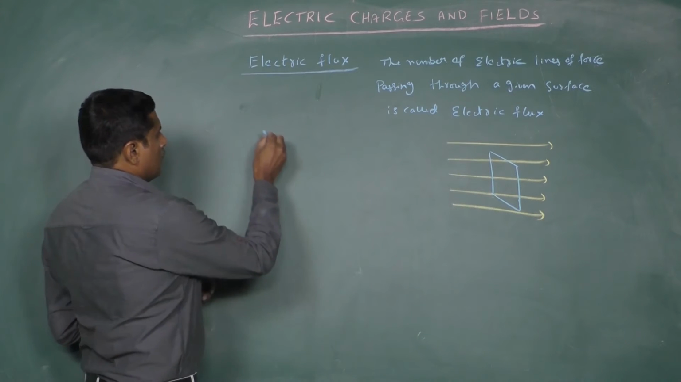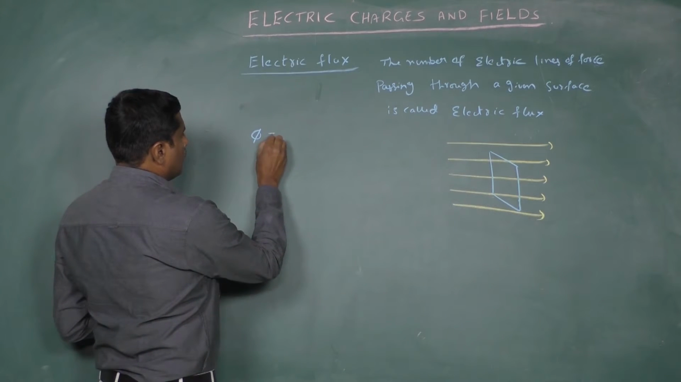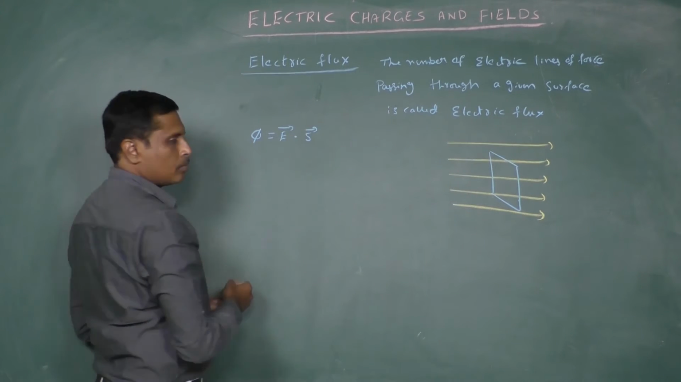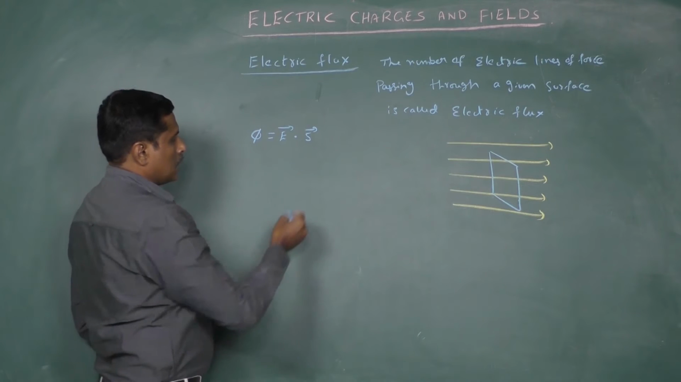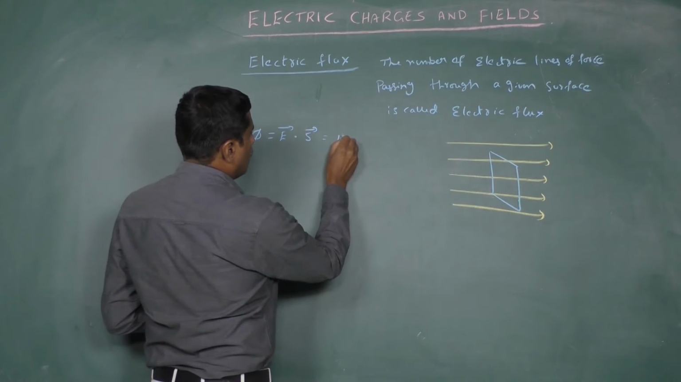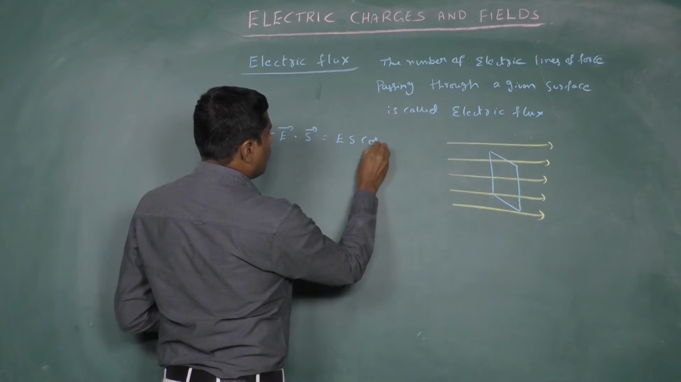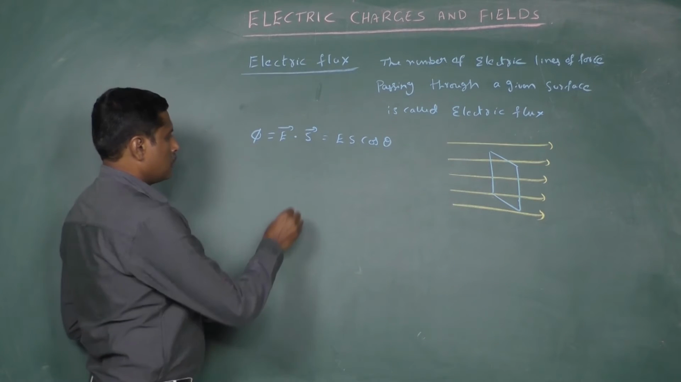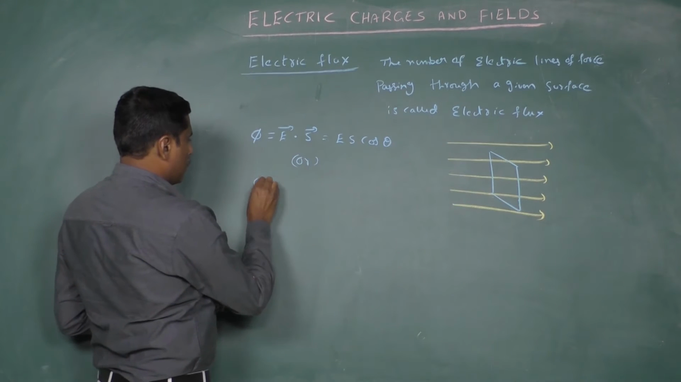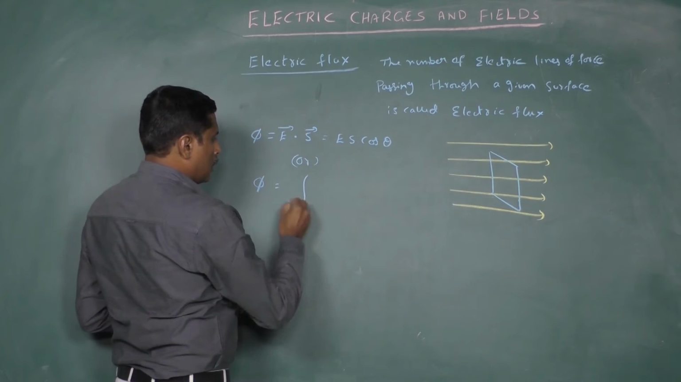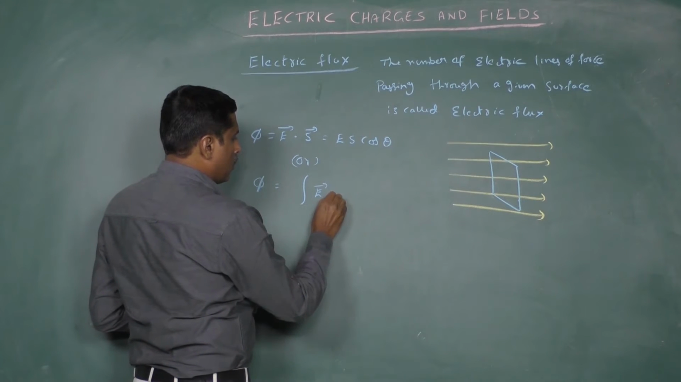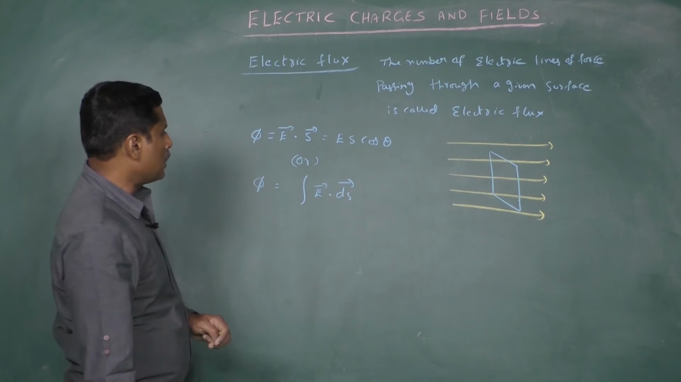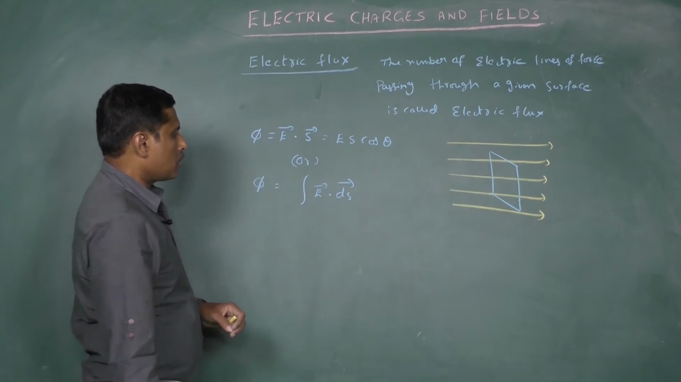Mathematically, it can be expressed as phi is equal to E bar dot S bar, that is equal to ES cos theta. Or you can write phi is equal to the integral of E bar dot dS bar.